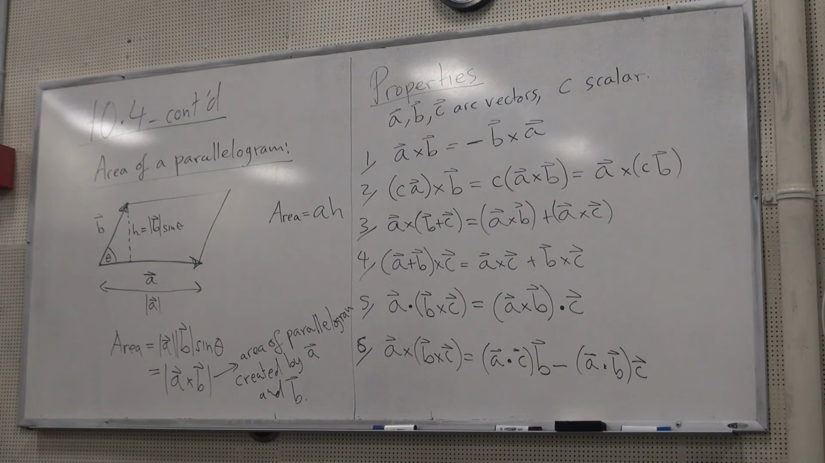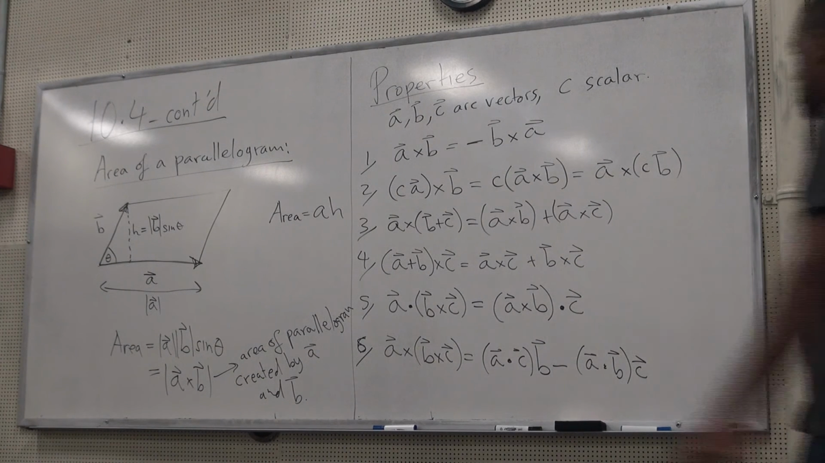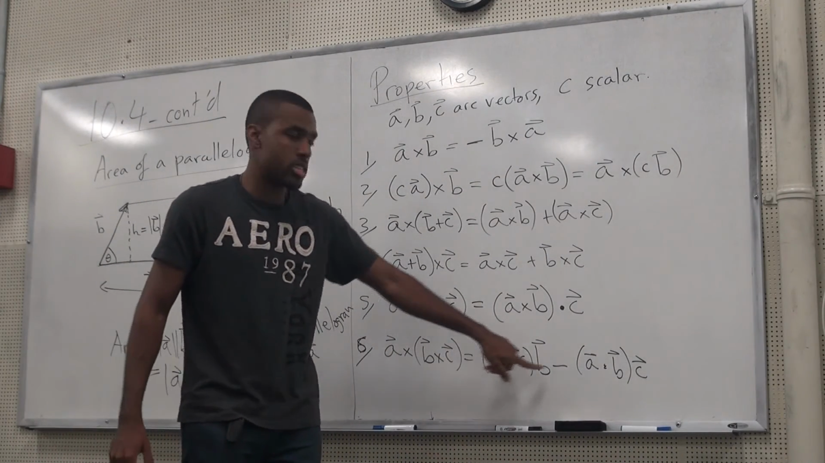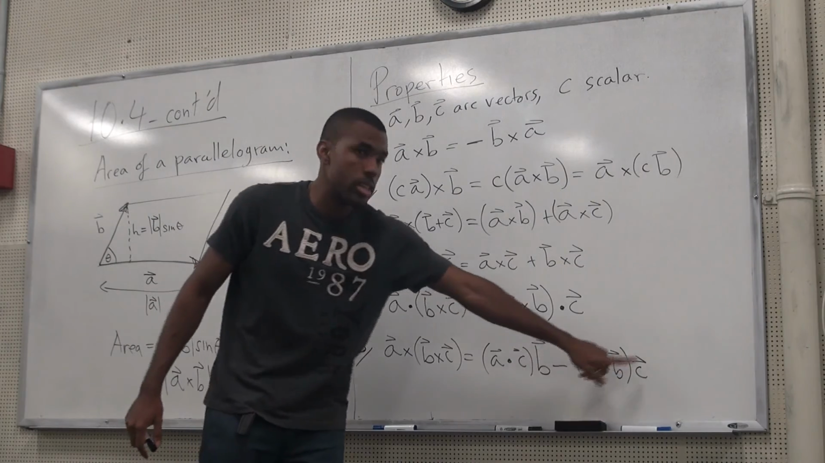Wait, for number 6, yes. Like outside the parentheses, so you're multiplying B how? With a cross product, a dot product, or just... Oh, I see. A dot C is a scalar. So this is just a scalar multiple of B, and this is a scalar multiple of C.